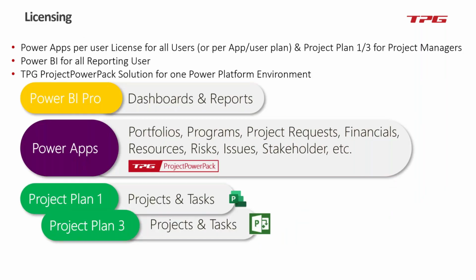Licensing, I'm not going to dwell on this. The key take home, I think, here is that you're going to need a Power BI Pro license. You're going to need a Power Apps license of some sort, whether it be the per user or per app user license. And if you're going for the project for the web variation, you will need a Project Plan 1. If you're going for the Project Online variation, you'll need a Project Plan 3. And the TPG scheduler comes as part of the TPG scheduler PPB version.